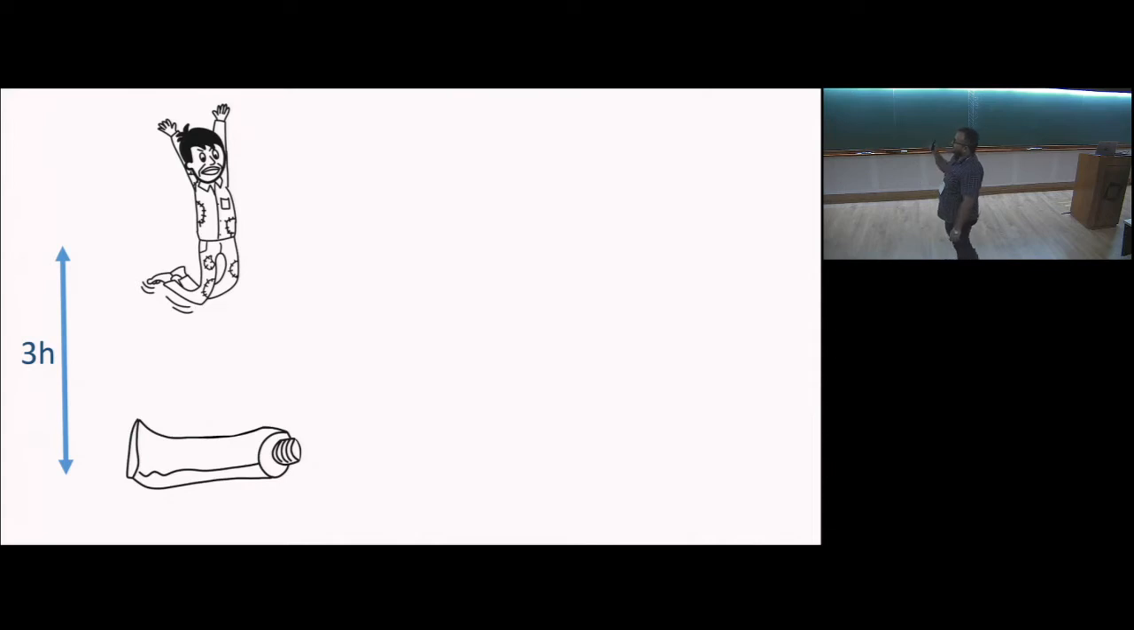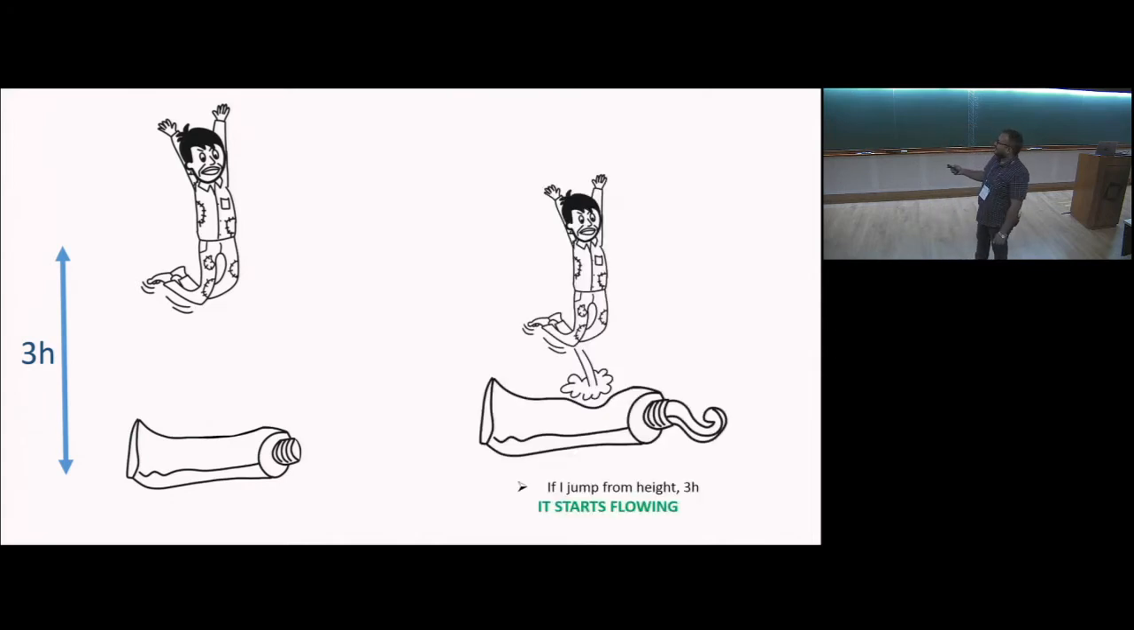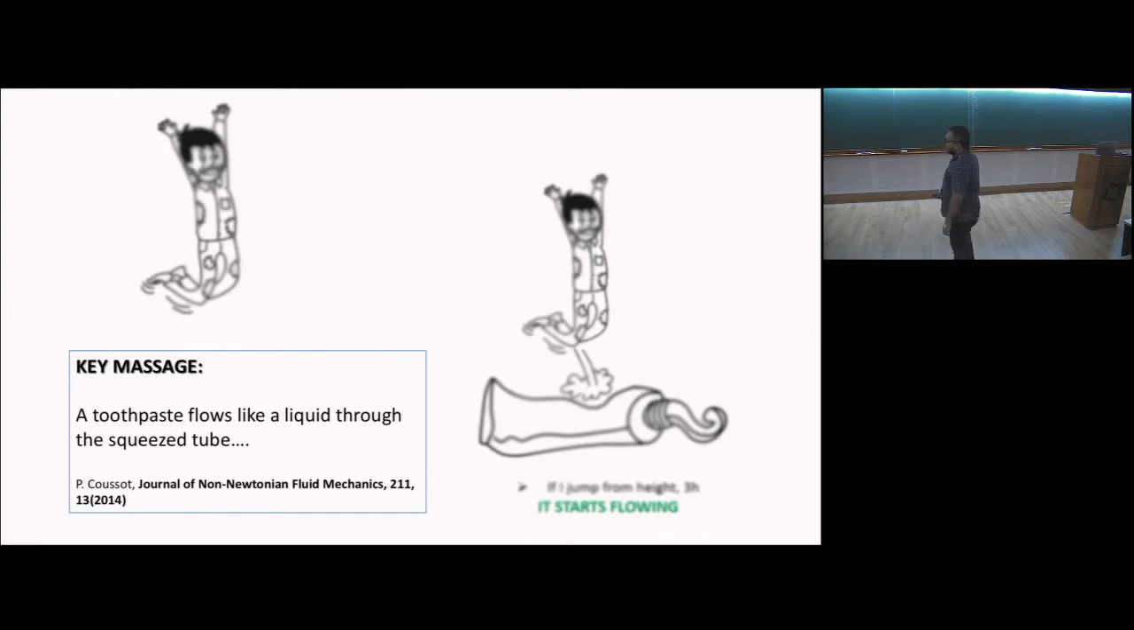I was very disappointed. And then this time I'm jumping even from 3H. And this time the tube gets squeezed and the paste came out. So the paste starts flowing and I could brush my teeth. So what did we learn from this? The key message is that toothpaste flows like a liquid through the squeeze tube.